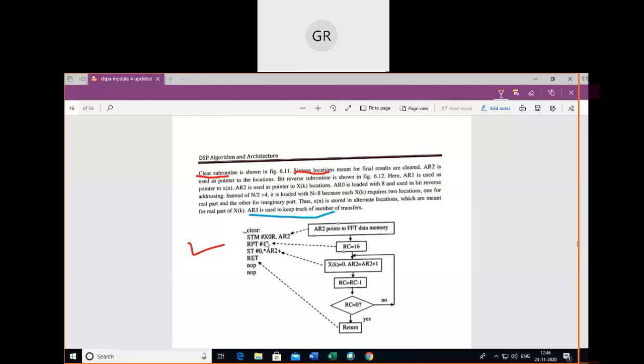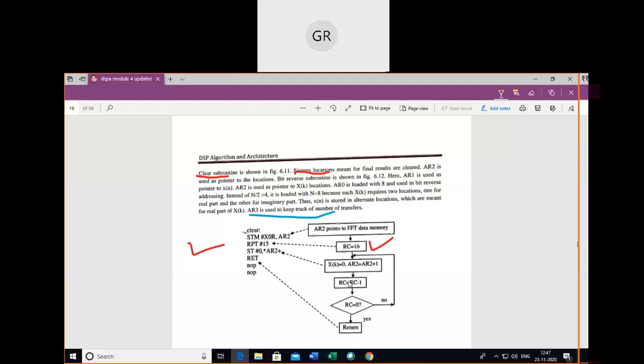See here, first location x0, pointed to by AR2. This AR2 points to the FFT data memory. Store AR2 as 0. See, repeat #15. That means the next instruction is repeated 16 times. We already know about the repeat instruction. Here x sub k is equal to 0. Again AR2 plus means AR2 incremented by 1.